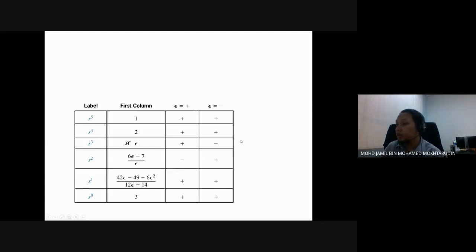Okay, then you need to try for epsilon equal to a negative value. So the same thing, positive and positive for the first two rows. And then for the third row, you assume epsilon as negative, let's say negative 0.1. And then here, you substitute epsilon equals negative 0.1, so you'll get a positive value. And then here also the same thing. You calculate and then positive and also positive. So here there are two sign changes also, from positive to negative and then from negative to positive.